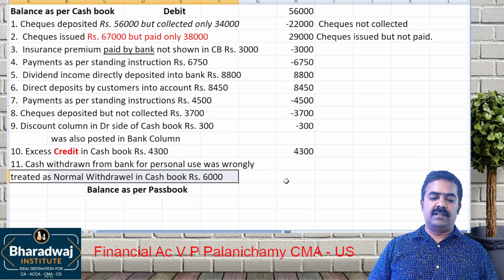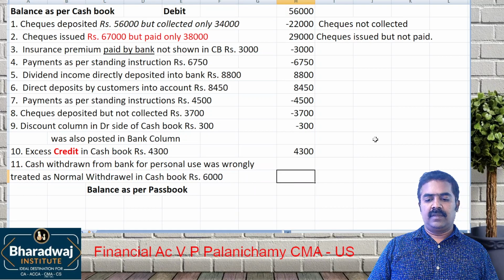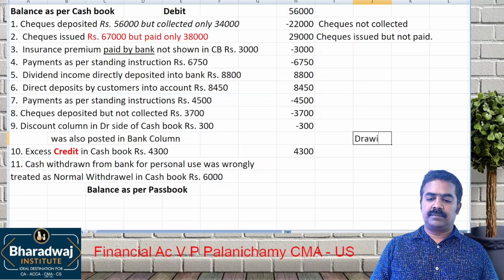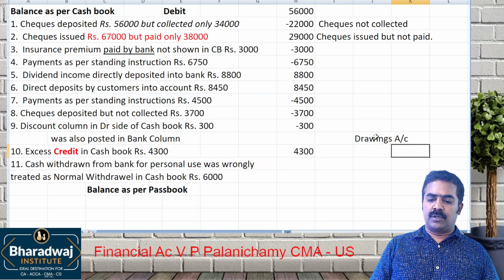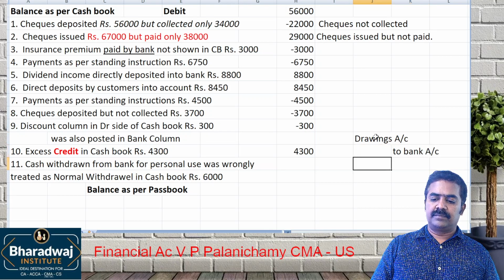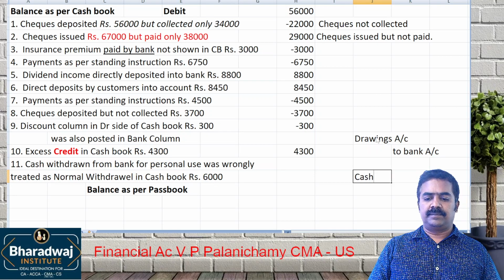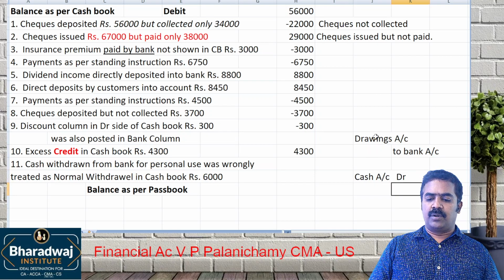Next, cash withdrawn from bank for personal use was wrongly recorded as which one? Normal withdrawal. What is the entry for cash taken for personal use? Drawings account debit to bank account. It's withdrawn from bank, it's the correct one. What is the wrong one? Cash account debit to bank account.